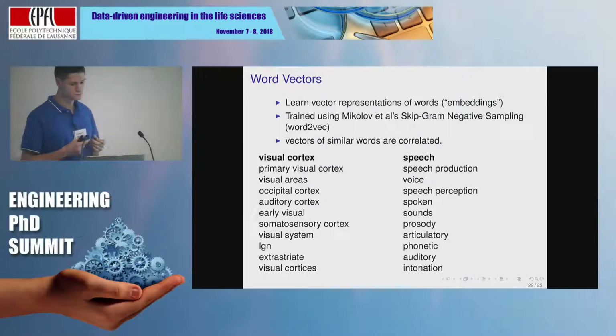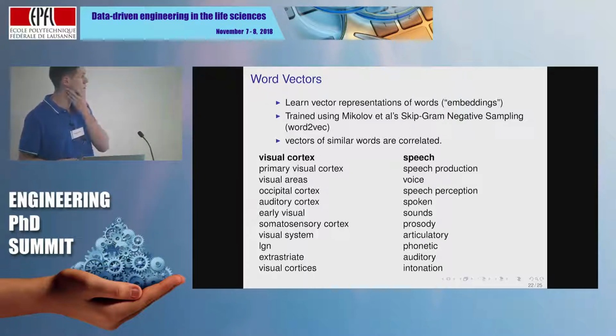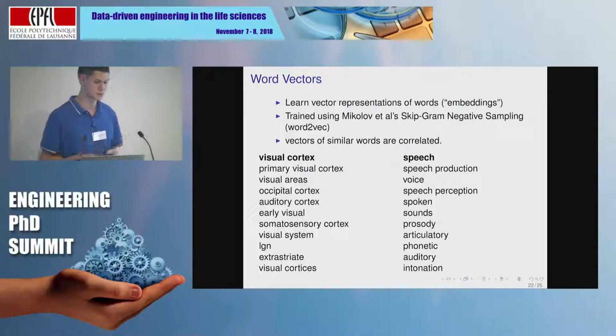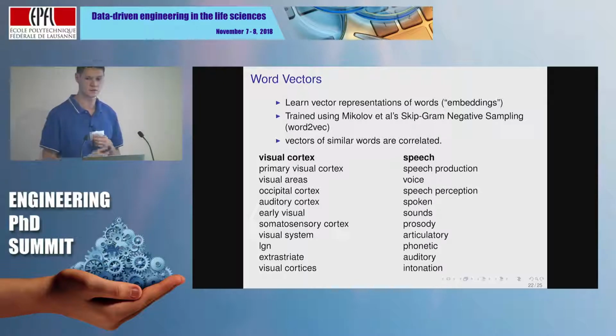These vectors are trained such that words that appear often together are associated with vectors that are highly correlated. I think the most popular model for this is called skip-gram negative sampling, and it's a simple matrix factorization model. Just as examples, I show here the words that have vectors that are very similar to that of visual cortex, and here the words that have vectors very similar to that of speech. And we see that they all have similar meanings.